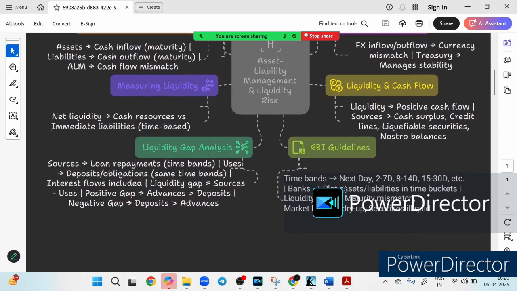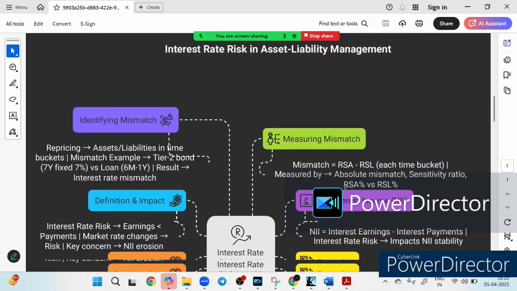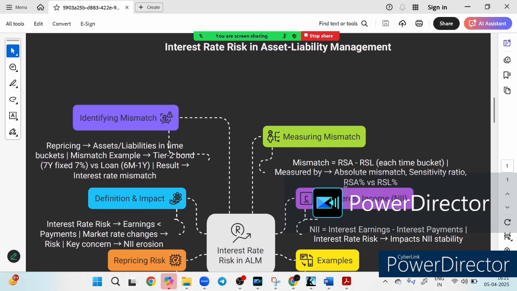So this is the first slide. Now let's look at the second slide. Let's look at the interest rate risk in ALM. So friends, let's talk about it. Ever wondered how banks deal with interest rate fluctuation? One wrong move and their profit could vanish. That is why they use ALM, asset liability management, to tackle the interest rate risk.